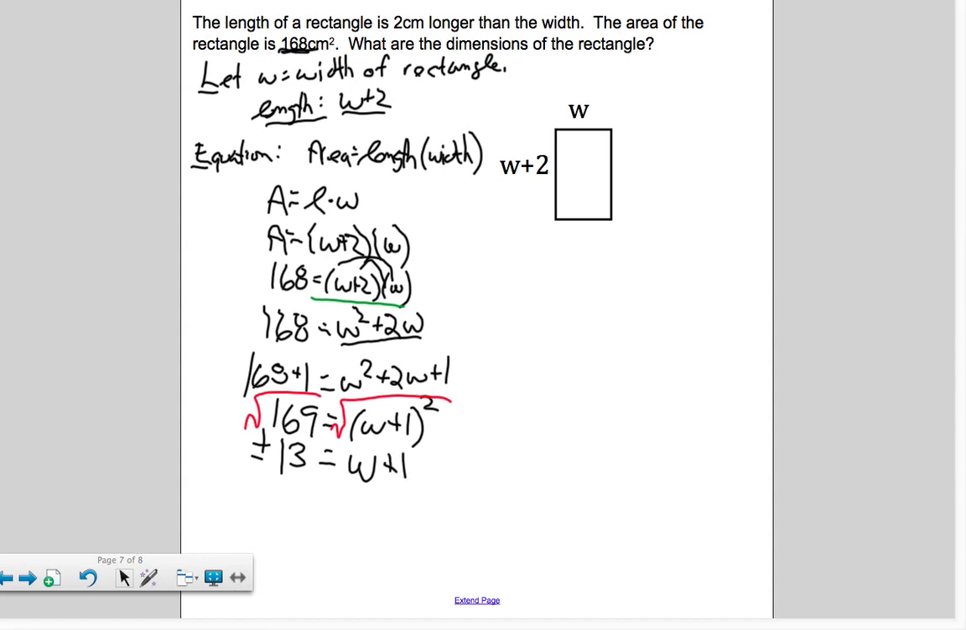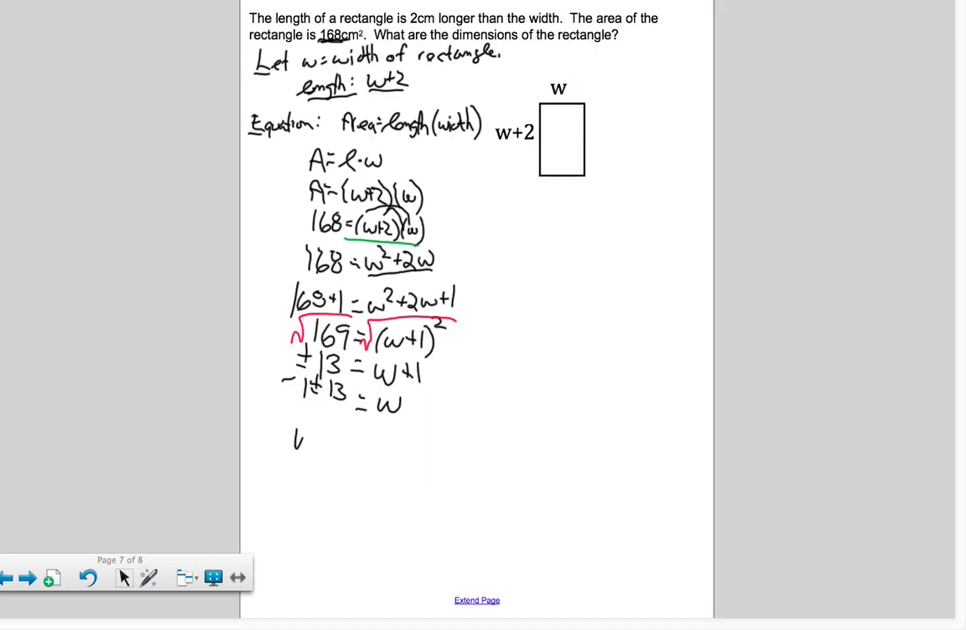I forgot the plus 1. W plus 1 is equal to plus or minus the square root of 169, which is 13. So basically here I have negative 1 plus or minus 13. So therefore W is equal to minus 1 minus 13, or W is equal to minus 1 plus 13. So W is equal to either minus 14 or 12. W is equal to 12.